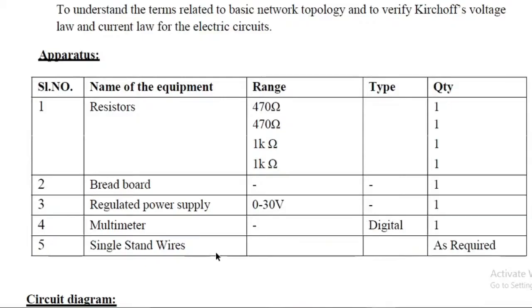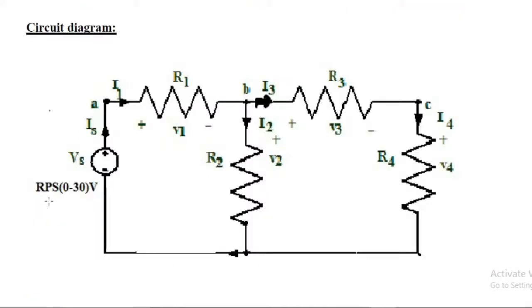Let us see the circuit diagram. This is the circuit diagram on which we are going to prove KCL and KVL. Here you can see 4 resistors connected in this manner across a supply Vs of 30 volts range. We give the supply from the RPS, regulated power supply, which is a DC supply.